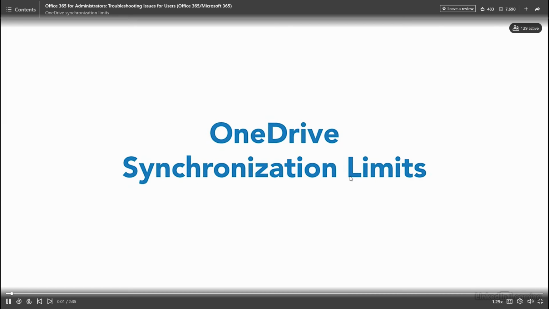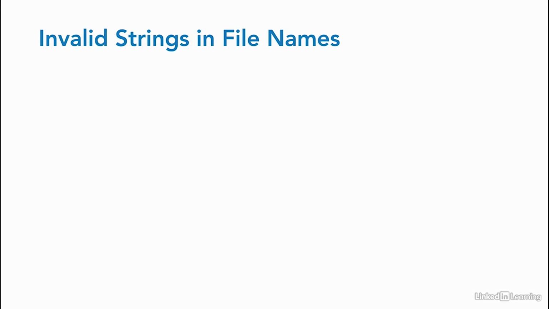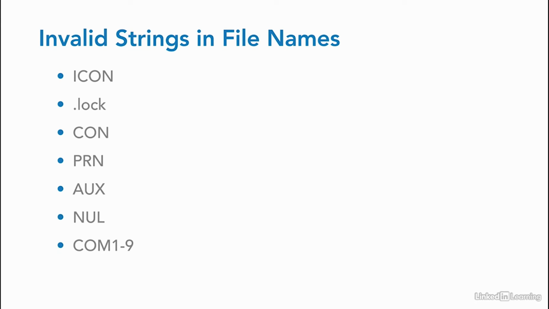To keep your local files in sync with OneDrive or SharePoint, Microsoft provides the OneDrive Sync Client tool to do this automatically for you. But there are some limitations that you need to be aware of. And if you violate any of these limitations, you may experience issues when syncing your files. To start with, you cannot have any of the following strings in your file names. The file name cannot include icon, .lock, con, prn, aux, null, com1-9, or lpt1-9. If your file name contains any of these combinations, it will not sync.